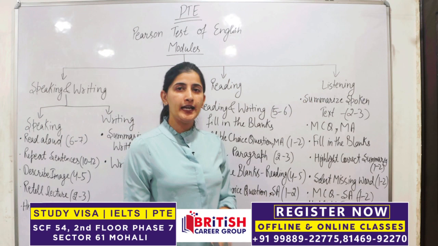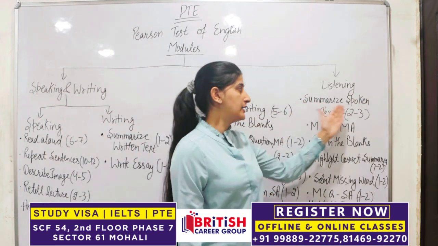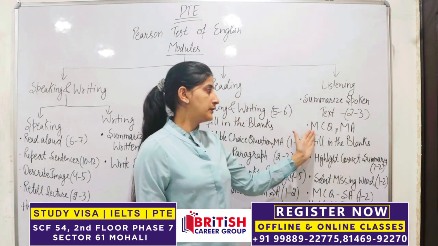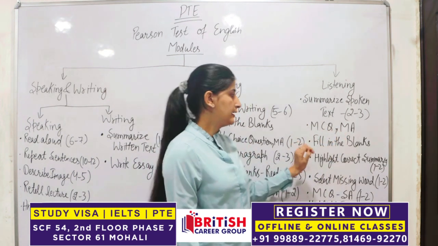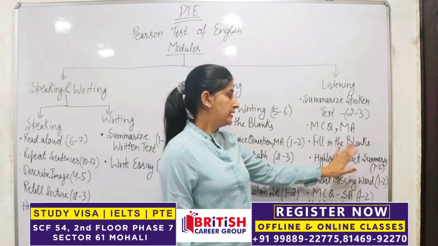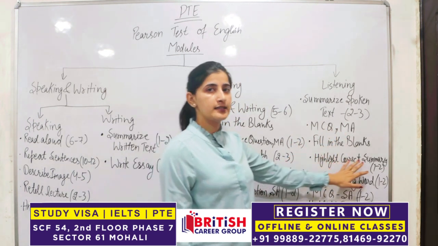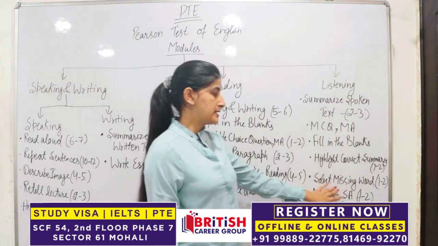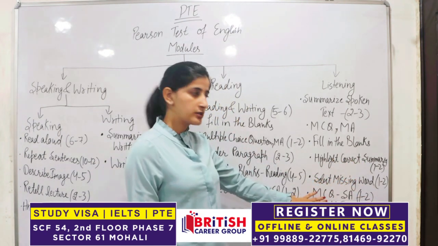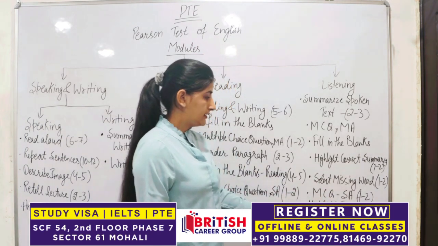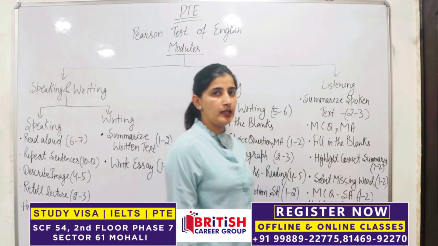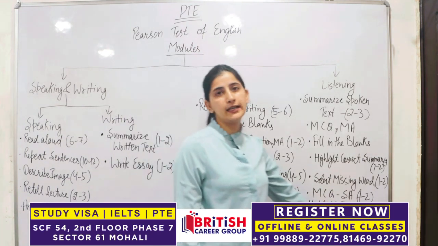There are total 8 parts. So first part is summarize spoken text, second is multiple choice question, multiple answer, next is fill in the blanks, and the next one is highlight correct summary, then select missing words, then multiple choice question, single answer, and then highlight incorrect words, and the last part is write from dictation.